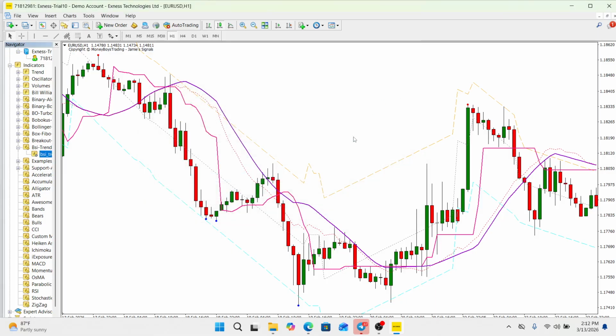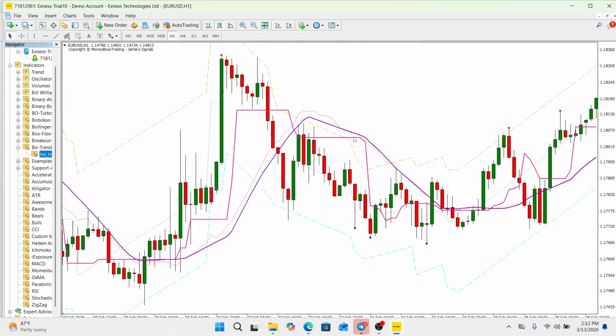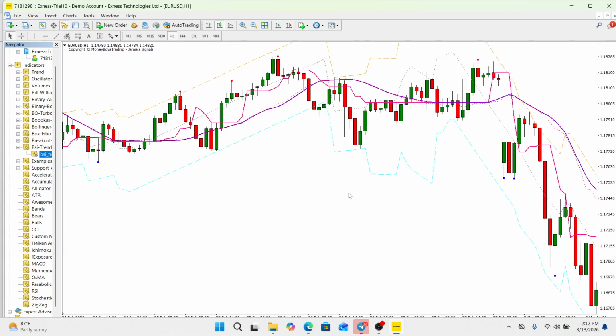As for who it's for and its limitations, the BSI Trend Indicator is compatible with all time frames on both MT4 and MT5, making it useful for scalpers, day traders, and swing traders who want a single tool that communicates trend direction, potential entries, and overbought or oversold context without a cluttered chart.